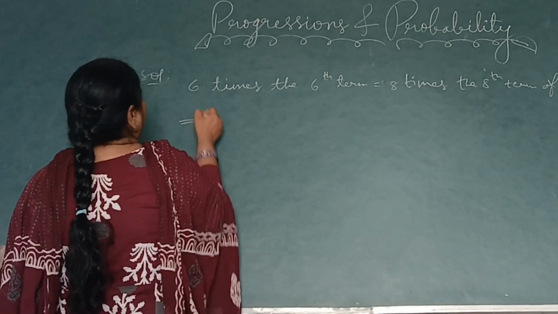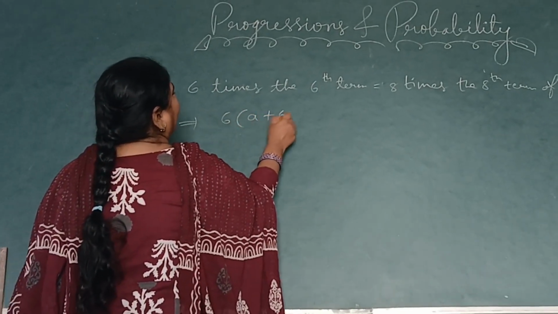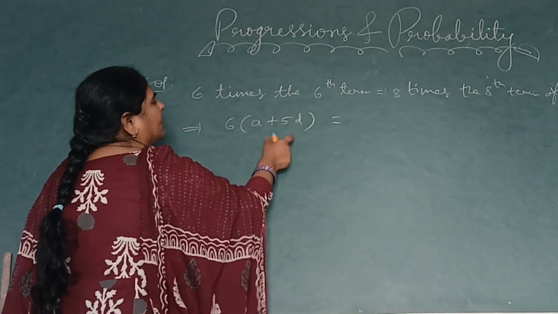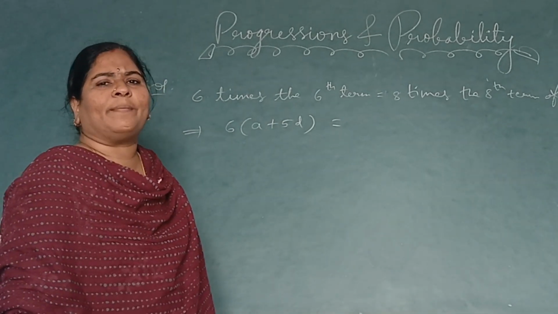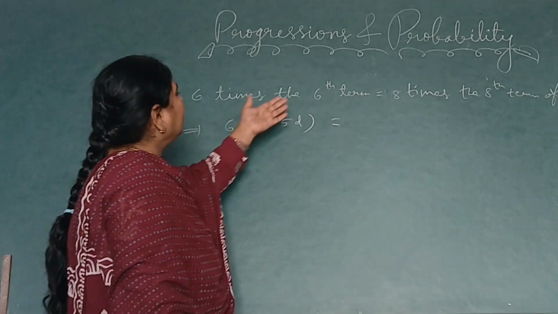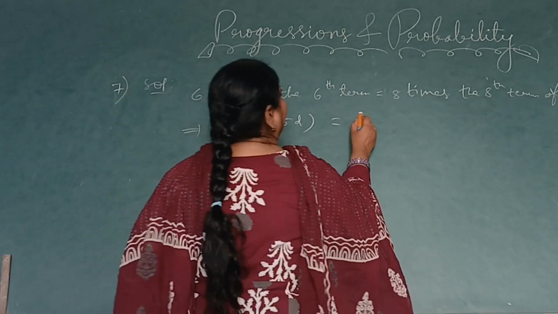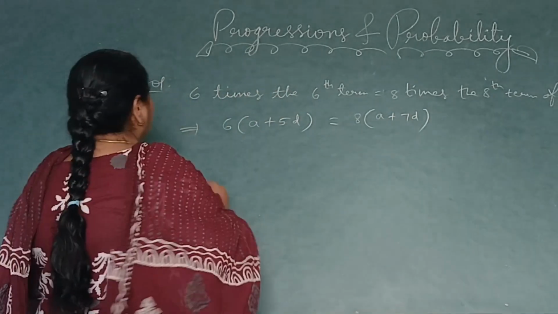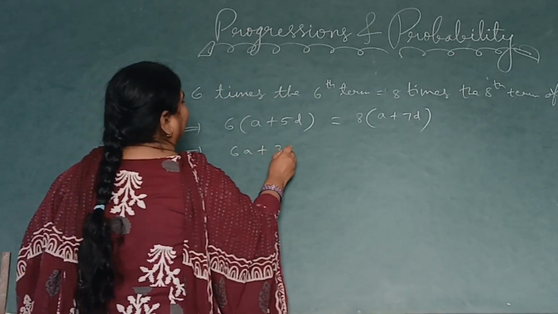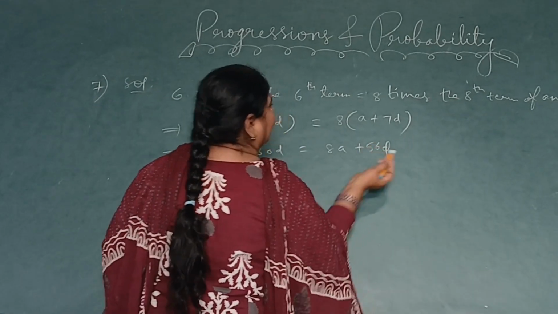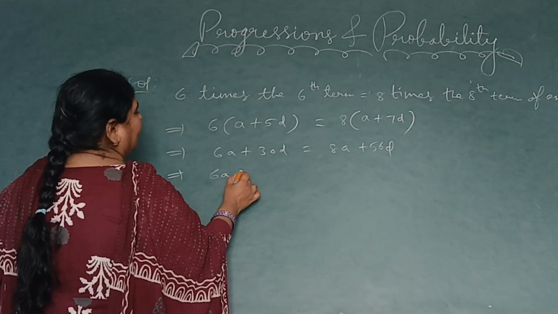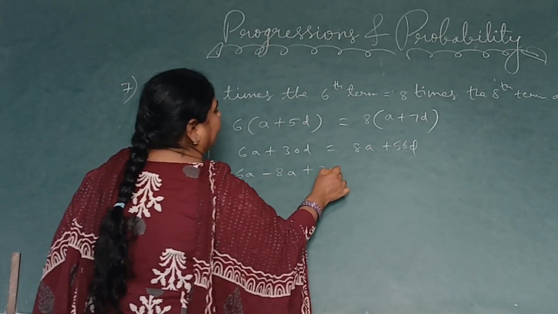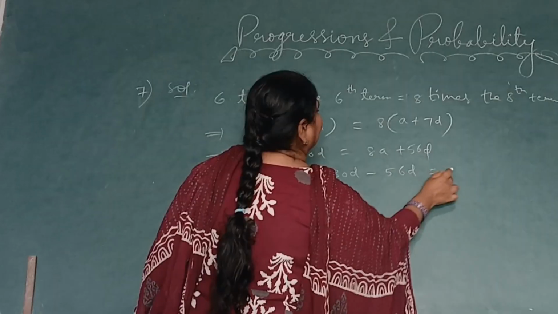Let us see. 6 times the 6th term. I am writing directly here, children. That is 6 times the 6th term, which is a plus 5d, because a plus n minus 1 into d. Instead of n we have to put 6, 6 minus 1 is 5. Again 8 times the 8th term is a plus 7d. So 6a plus 30d equals 8a plus 56d. Bring all this to one side. What happens now? 6a minus 8a plus 30d minus 56d.